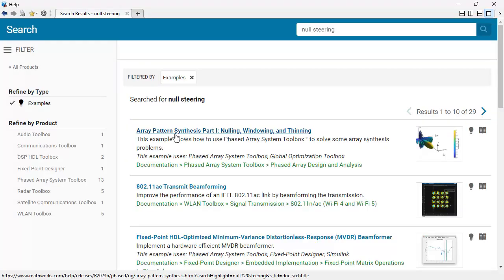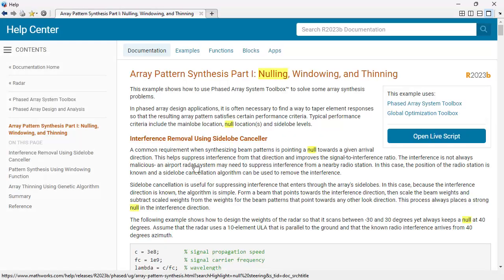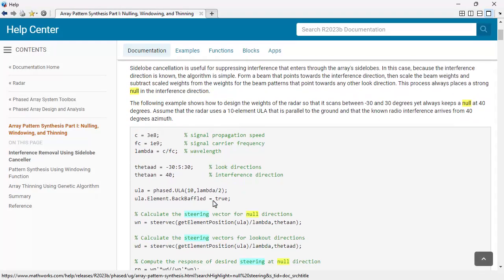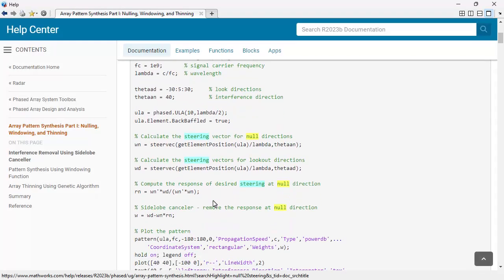Every time that I'm looking for a new example, I just search the documentation, and some of the shipping examples make life a lot easier. And we see here a section of code that uses the function steer_vect to steer the beam in our direction, but also to steer the null.